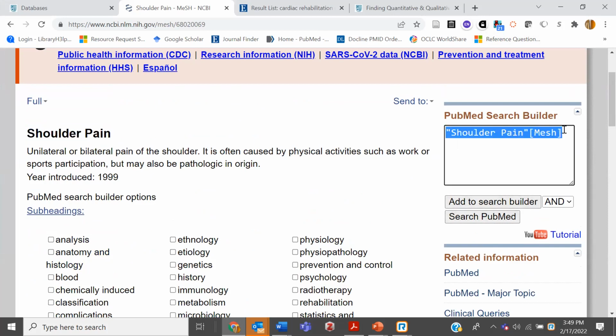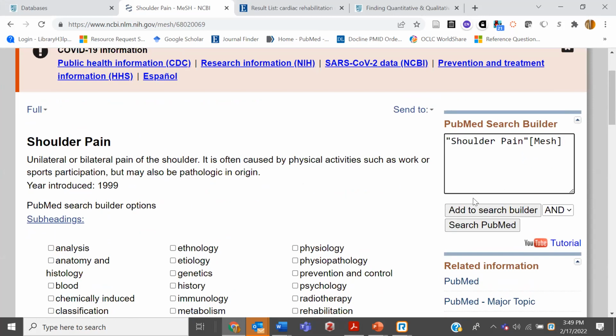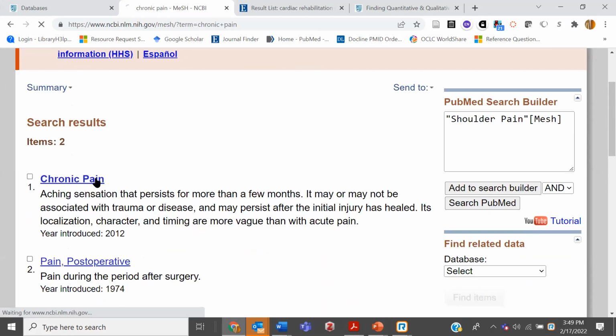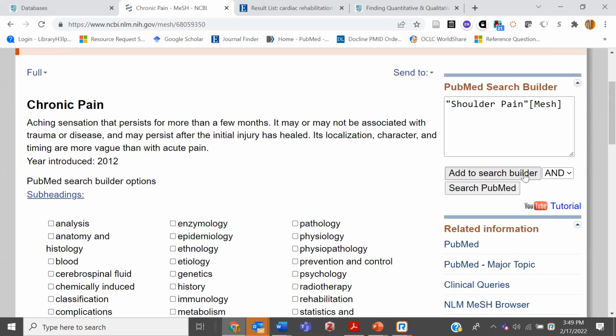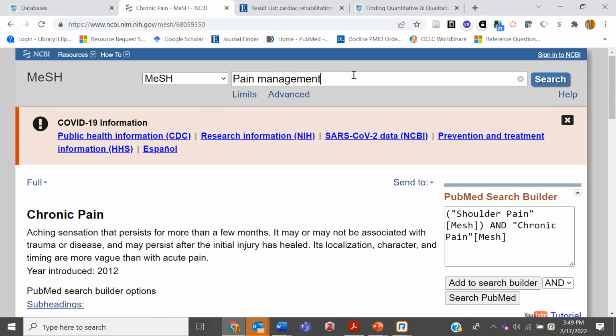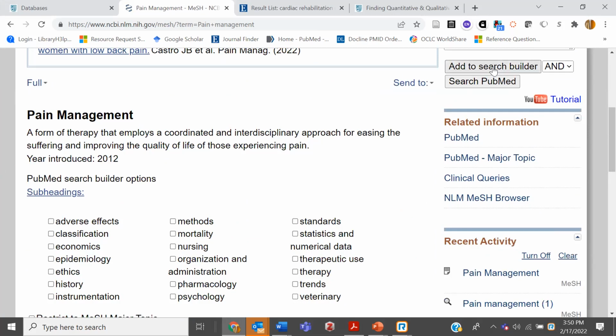And this is going to do a similar phrase search of the MeSH terms, like we had the MM in the quote before. Now it's going to search anything in PubMed that has that as a MeSH term. And I can continue to build on this search builder by looking up other terms. Let's say we had chronic pain, I think, was another one. And I can go in and select chronic pain, and I can add that to my search builder. And I think we had pain management. That was an official term, and I can add that to my search builder.